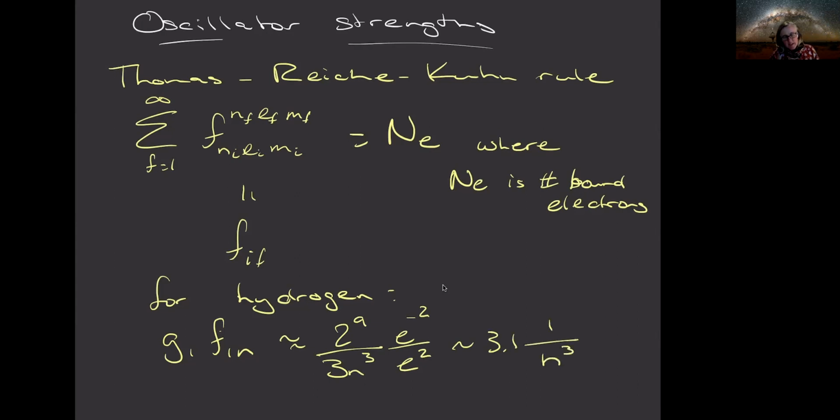Just gives us an indication that depending upon the level, for much higher levels, the product of the oscillator strength and the statistical weight decreases. And we can work through from there to derive a number of other properties of the emission process, which we'll do in our next lecture.